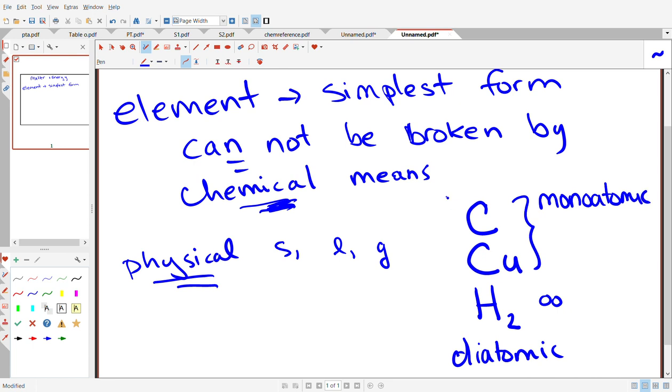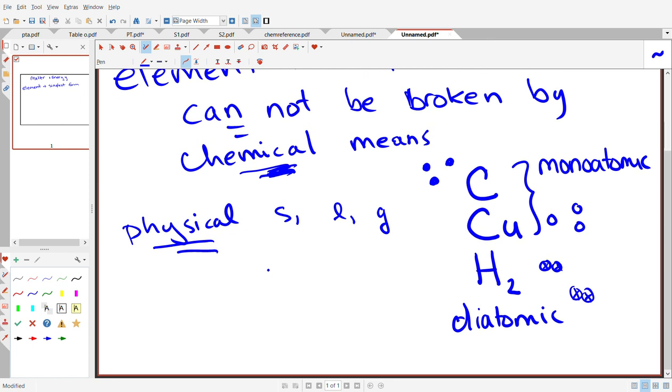So maybe we'd represent the C with a black dot. Maybe the Cu would be 1 white dot, and then H2 would be represented by dot diagrams, just 2 of the same stuck together. But anyway, those are all elements. But they're pure. Elements are pure. They cannot be broken down by chemical means.